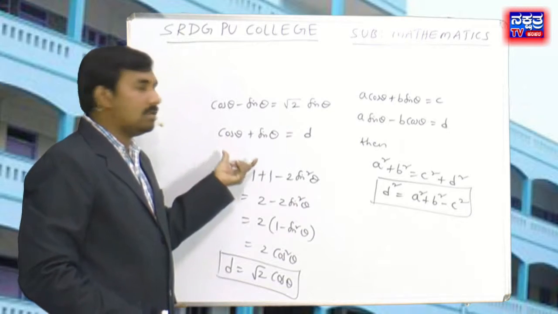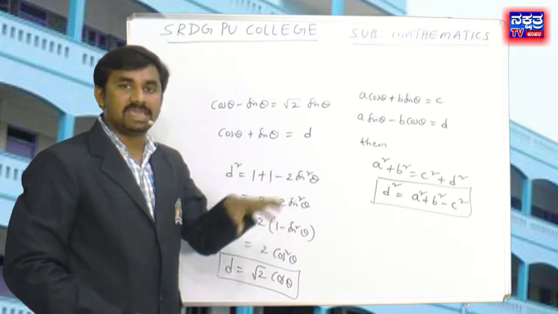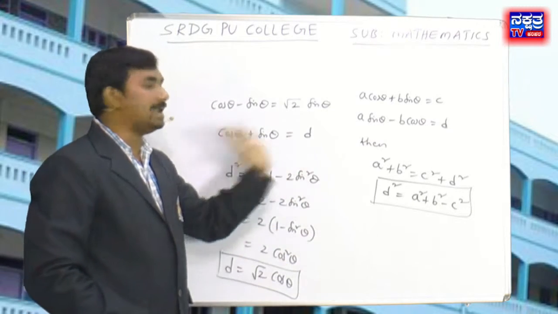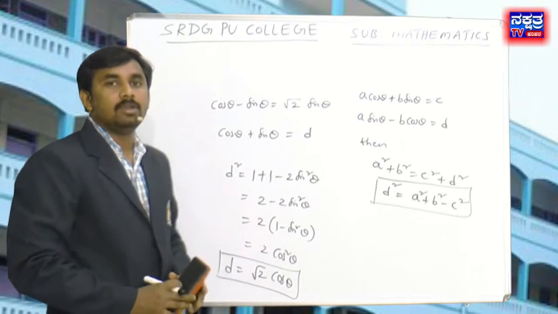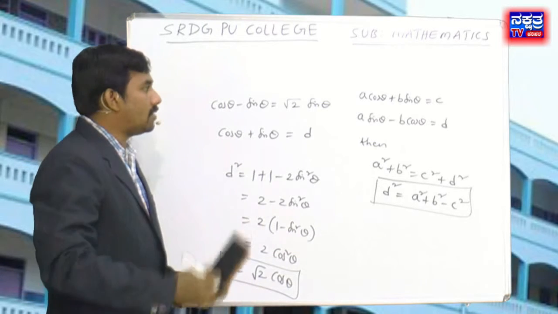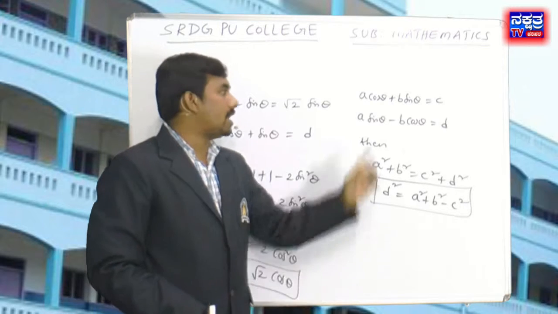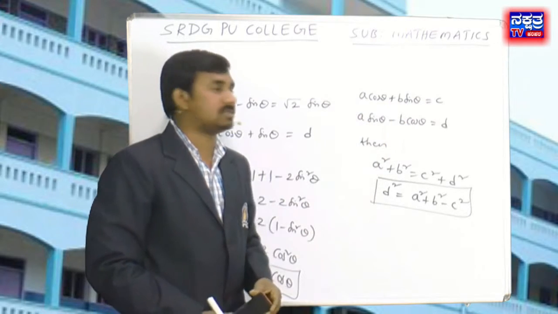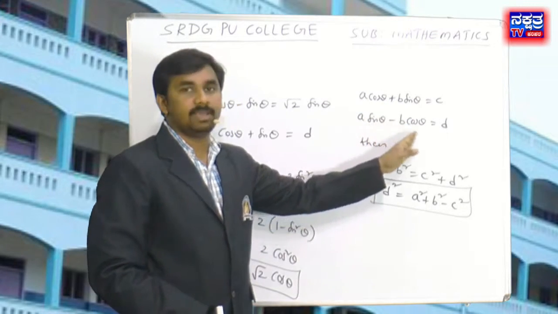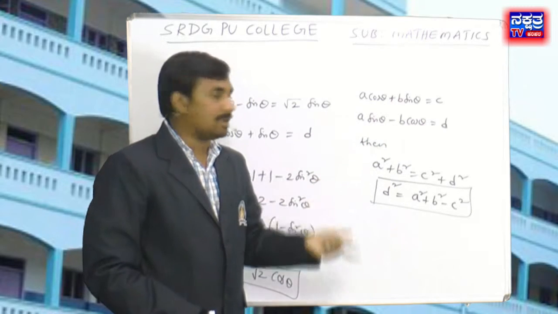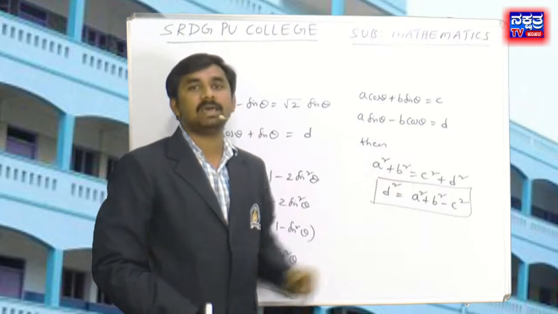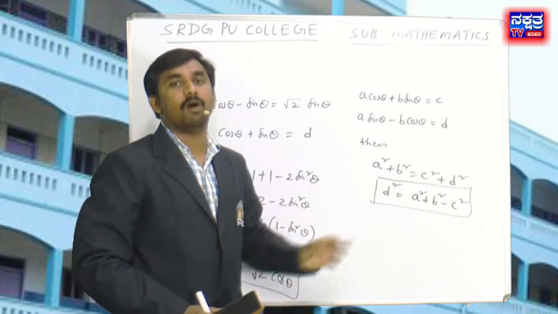So this is the value of D. What is he asking? Cos theta plus sin theta value only he is asking. That only we had taken as D. The D value I am finding is root 2 cos theta. So what main formula do we have to remember here? A cos theta plus B sin theta equal to C, A sin theta minus B cos theta equal to D. Then A square plus B square equals C square plus D square. This is the main formula.